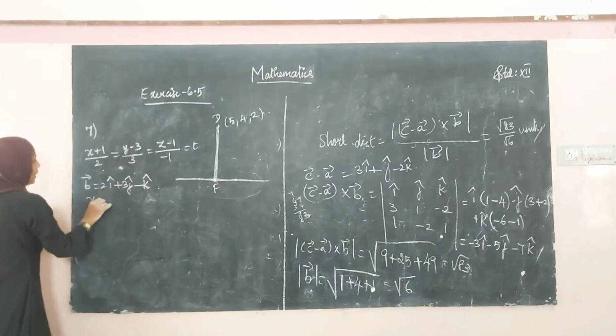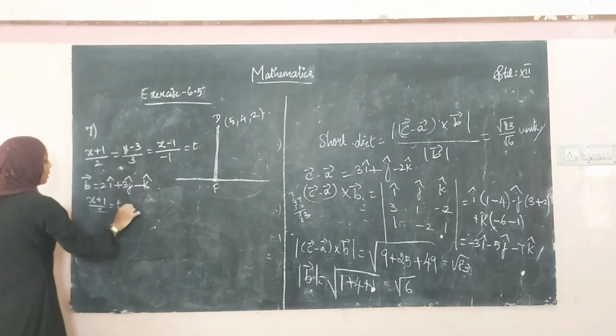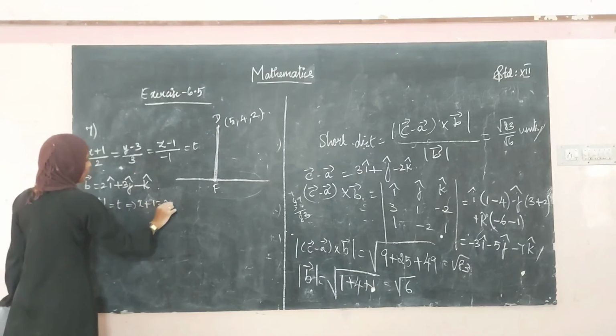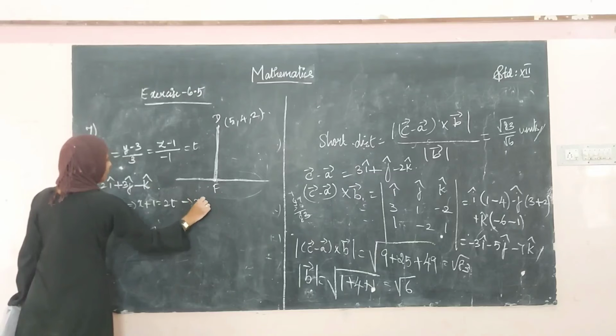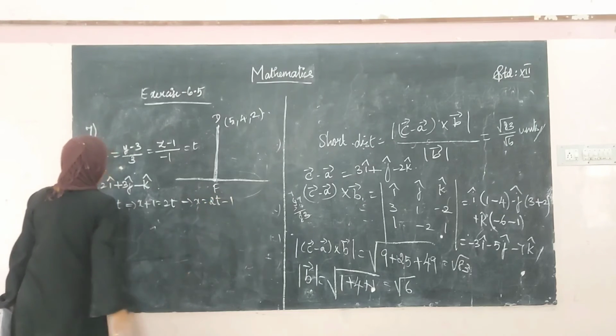Okay, so what happened? x plus 1 divided by 2 is equal to t, which means x plus 1 equals 2t. So from that you will get x is equal to 2t minus 1.